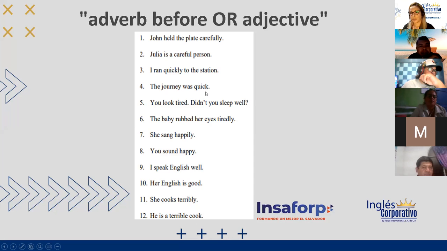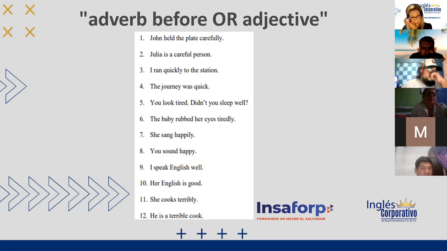Teacher, por la estructura, quizás en este caso no se puede poner the journey quick was. Por la estructura debe de ir sujeto, verbo, and adjective. Yes, that is correct. Por eso no entiendo yo a veces. Hoy estoy entendiendo. Ya está entendiendo más o menos. Sí, sí. Ok, good. Vamos a seguir porque falta el grammar chart, pero sí quise dar un ejercicio más antes de seguir con el grammar chart y luego hay más ejercicios.